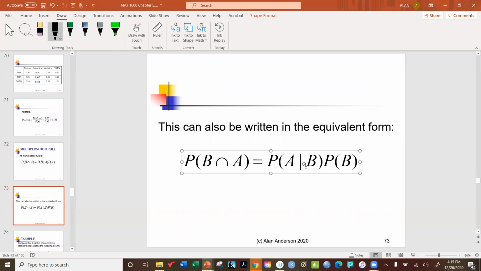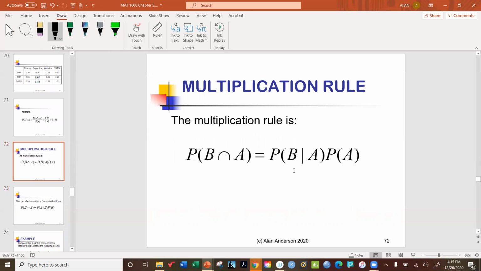Now, there's two equivalent ways of doing this. Let me copy this up here so you can see them together. And you can see they are different. Here's B given A times the probability of A. Here's A given B times the probability of B. Now, if you want to memorize these and you don't want to forget, just remember these two are the same. I don't know if that helps or not, but this is one way you can help yourself memorize this rule.